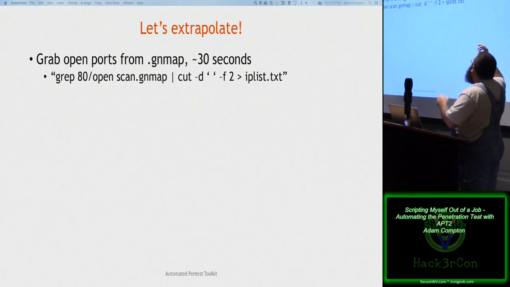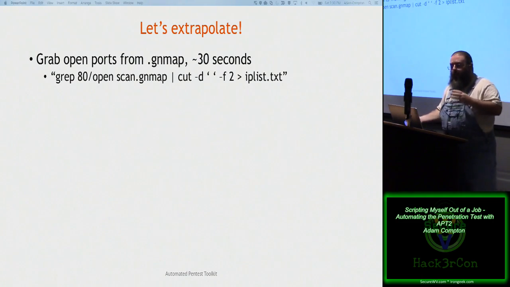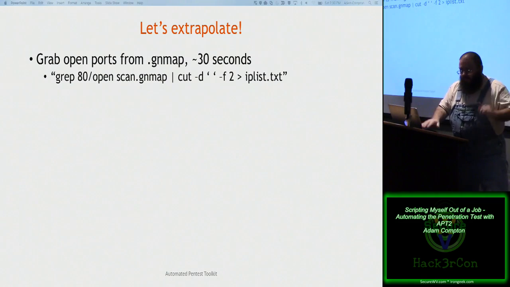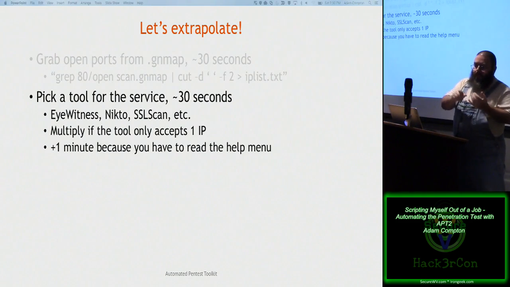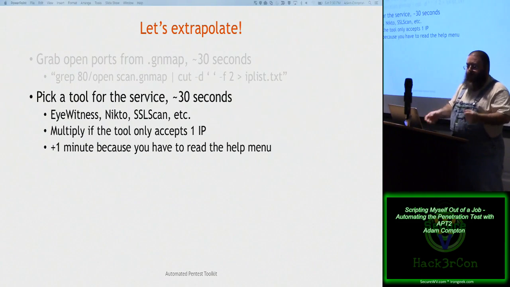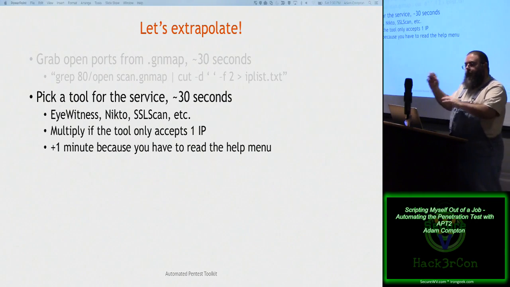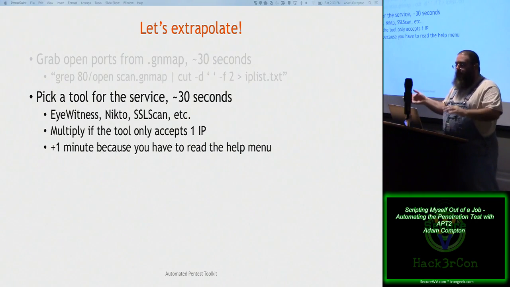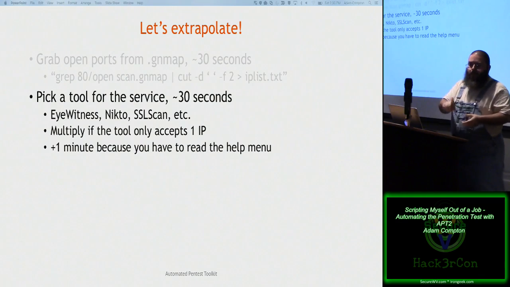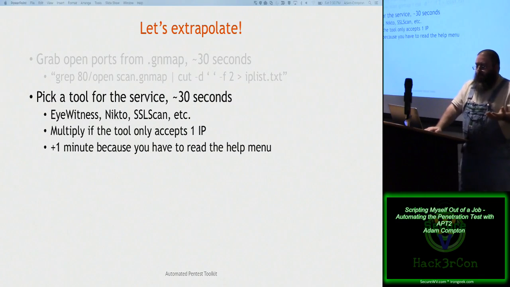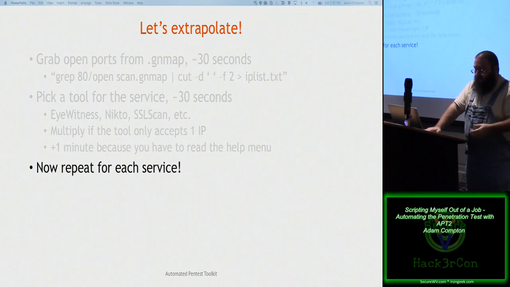A little more accurate than that is something that I've done in the past. You run Nmap, you get the GNmap output, and you say, all right, go through and grep for port 80 open out of that, grep for the second field, put it into an IP list. So here's all my port 80 systems. All right, I got that. Now I have to find what tool I want to run against it: SSL scan, EyeWitness, whatever. Run the tool against that IP.